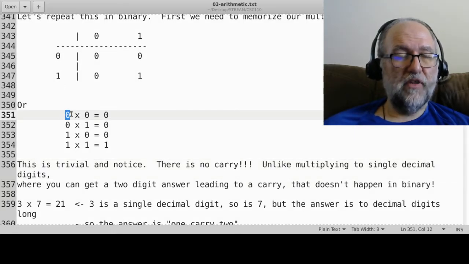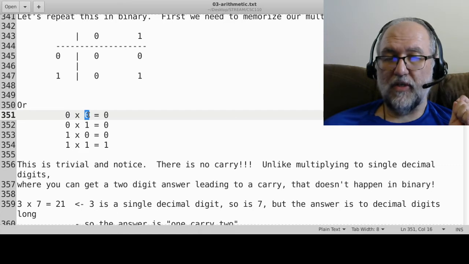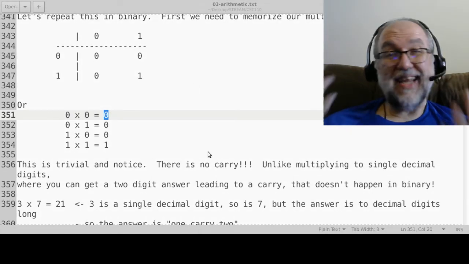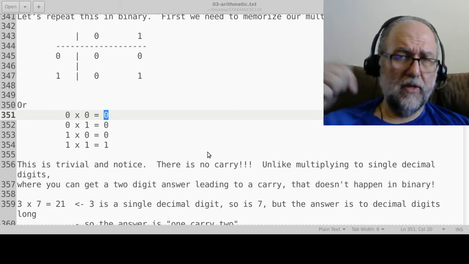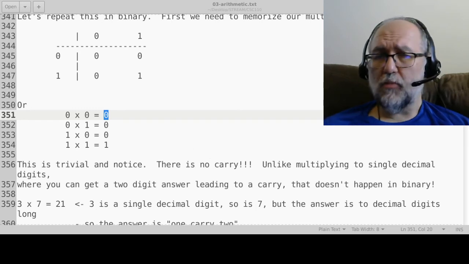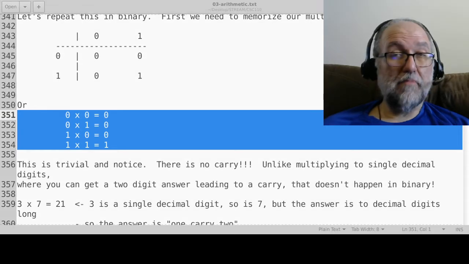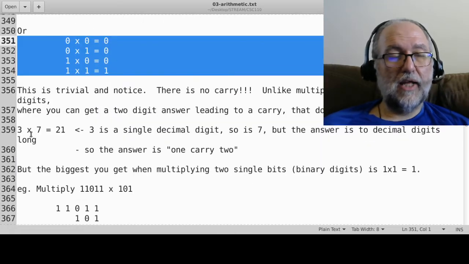But take a look here. Every time you have 1 bit for the first number and 1 bit for the second number, you always get 1 and only 1 bit for your answer. There's never a carry. In addition, there is a carry, because 1 plus 1 is 1, 0, and there's a carry. But in multiplication, there is no carry. And that makes the multiplication table and long multiplication in binary very easy. Okay, I shouldn't say very, very easy, but definitely easy. And so that's what I said here.